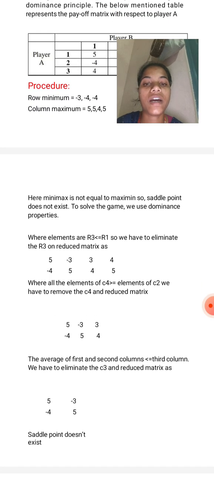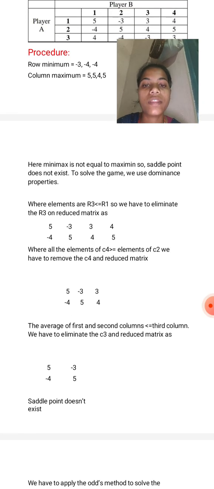Where the elements of R3 are less than or equal to R1, R representing the rows, we have to eliminate R3 on the reduced matrix, where the rows are 5, -3, 3, 4 and -4, 5, 4, 5. Where all the elements of C4, that is column 4, are greater than or equal to the elements of C2, we have to remove C4 and reduce the matrix. So the matrix is obtained as 5, -3, 3 and -4, 5, 4.